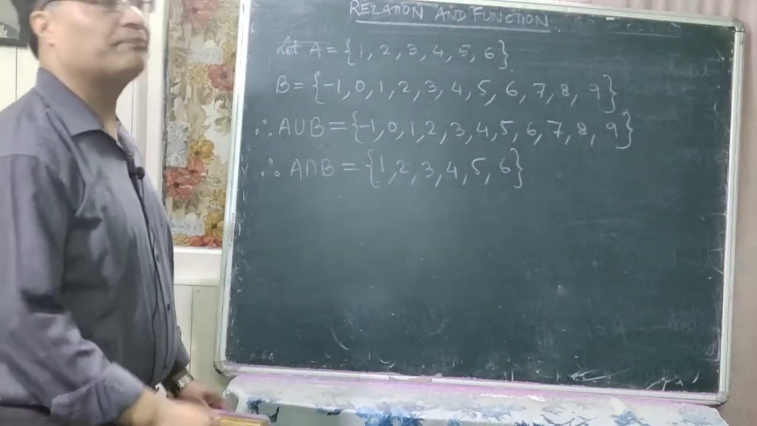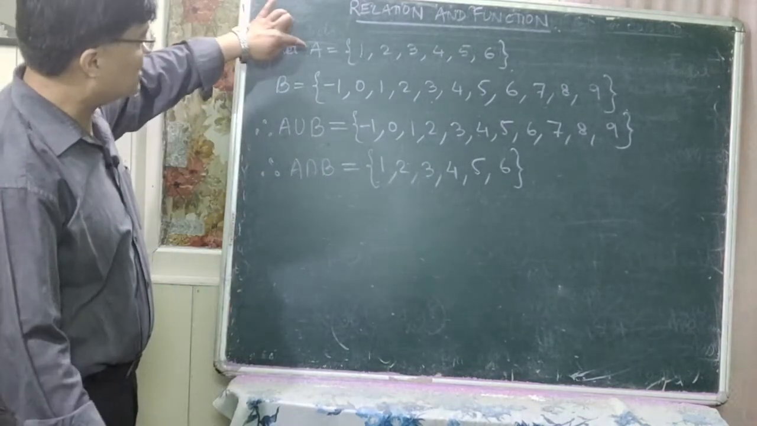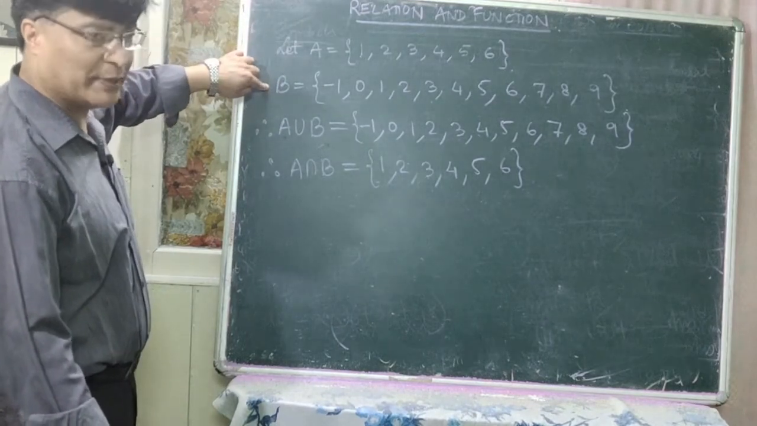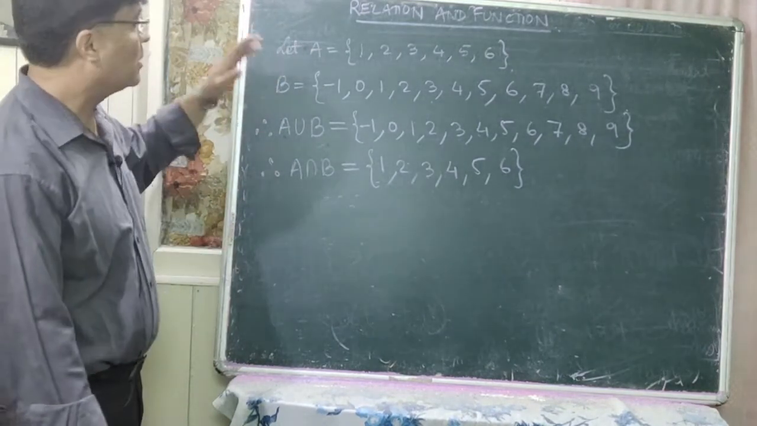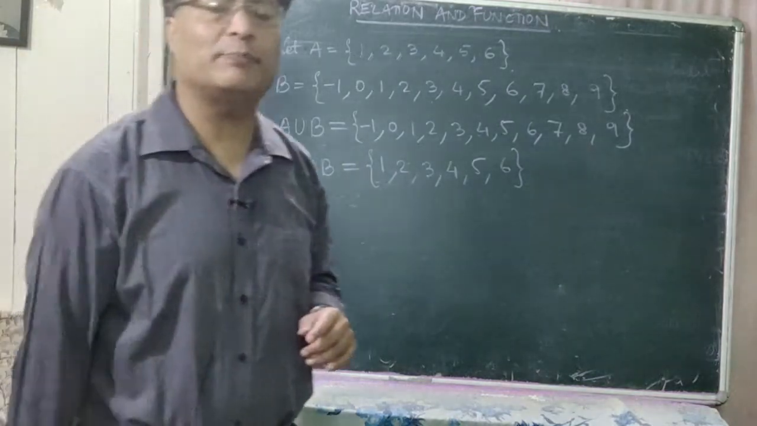So next one is, in this case, this set A is known as the subset of B. A is a subset of B. So what is a subset? What is meant by A is a subset of B?